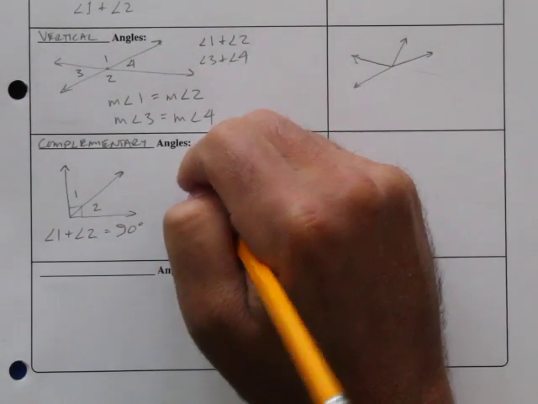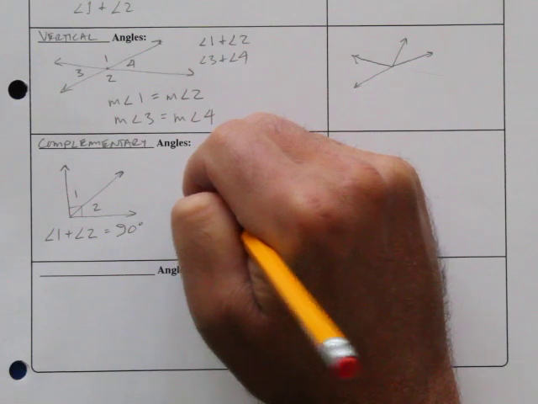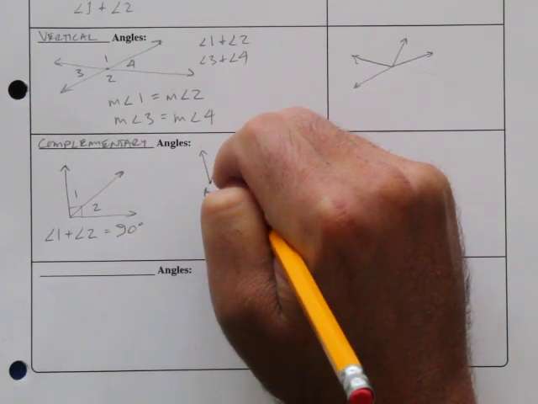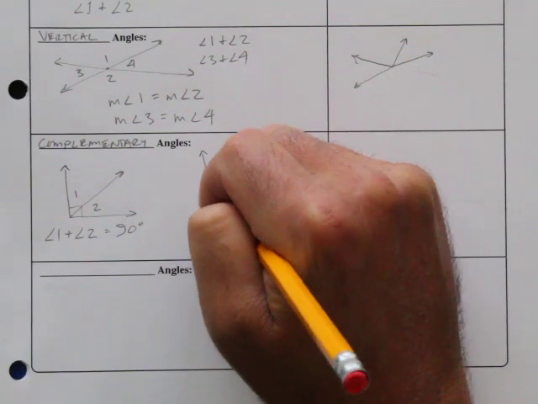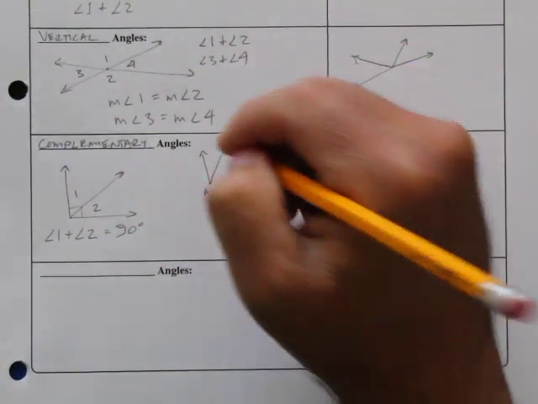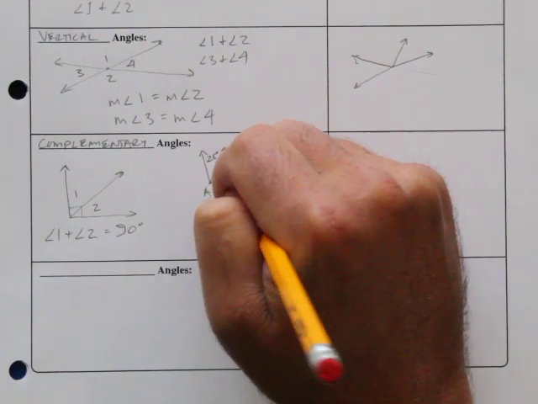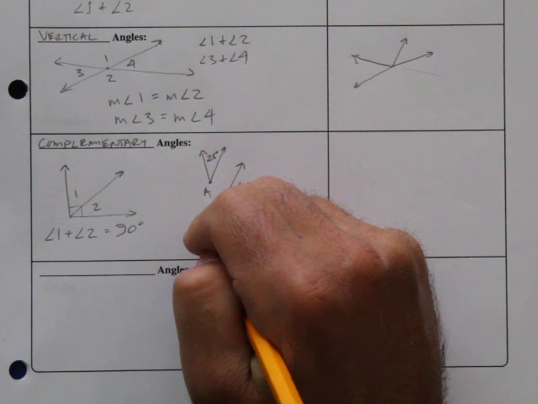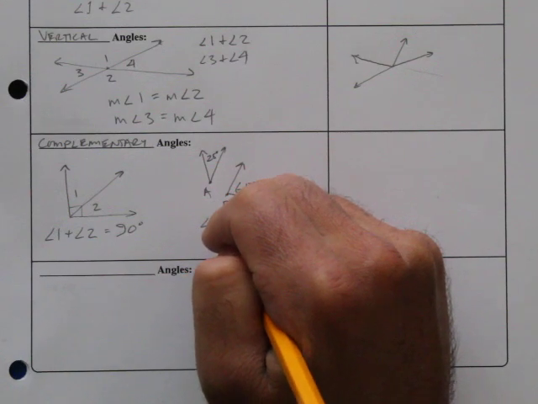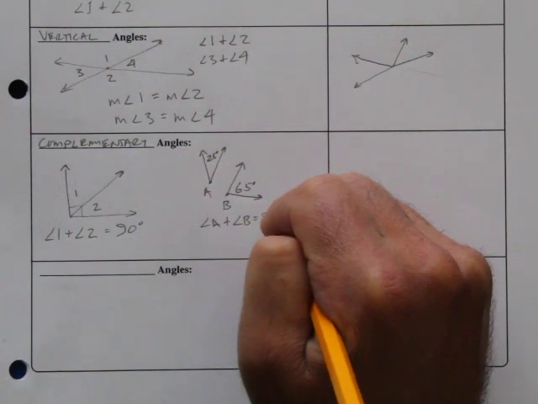Let's do another one. I have this angle here. That's angle A. And then another angle here. That's angle B. Angle A is 25 degrees, and angle B is 65 degrees. If I add those together, angle A plus angle B equals 90 degrees.